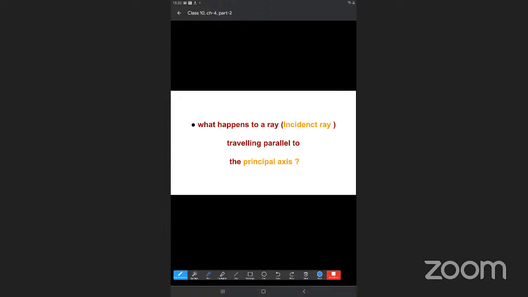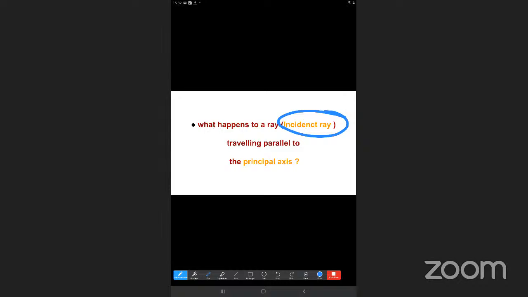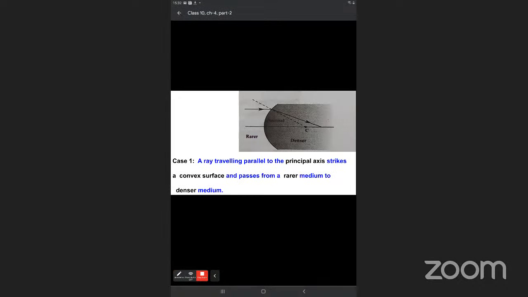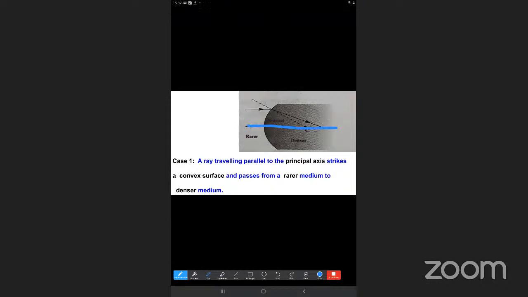Now, what happens to an incident ray traveling parallel to the principal axis? So this is the principal axis. When the light ray is traveling parallel to the principal axis, what happens here? You can see here, this is the principal axis, this is the rarer medium, and this is the denser medium. This is the curved surface interface separating these two mediums, air medium and water medium.